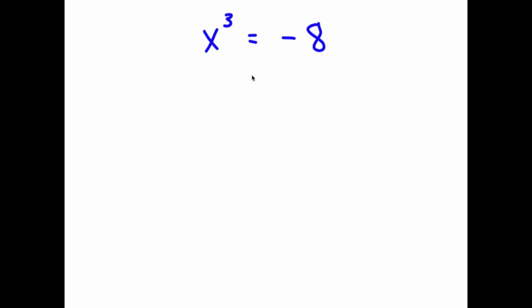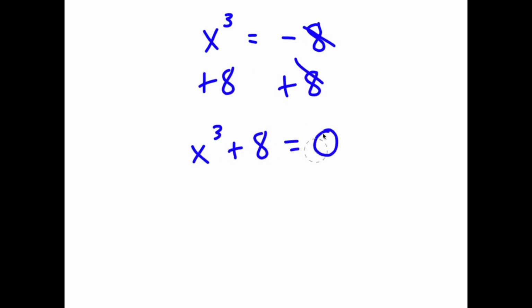Alright, so in this problem, I have x to the power of 3 is equal to negative 8. To solve this, I'm going to first start by adding 8 on both sides. Then I have x to the power of 3 plus 8 is equal to 0. Now I'm going to rewrite 8 here as 2 to the power of 3. So now I have x to the power of 3 plus 2 to the power of 3 is equal to 0.